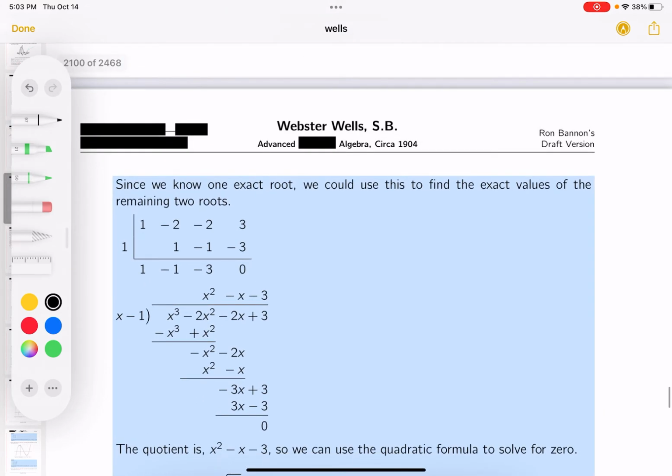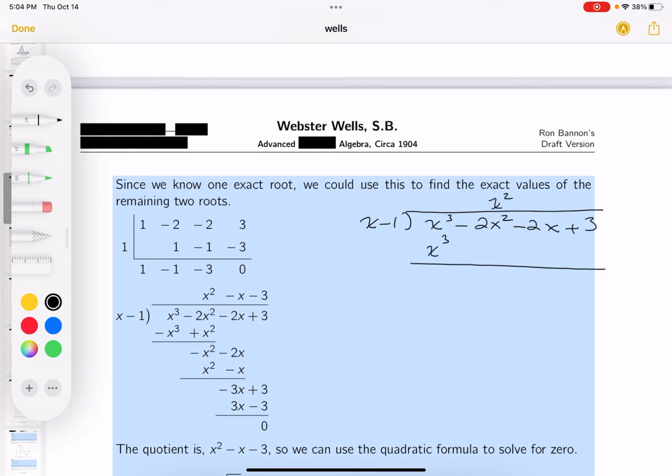On the next page, I'll write the long division down now, which is x minus 1 divided into x cubed minus 2x squared minus 2x plus 3. This is f of x, by the way. Let's go through it. X squared. I'll do my multiplication. That's going to be x cubed minus x squared. Now I realize the work is over here, but I'm going to go through it and explain it to you. We subtract. What do you get? Minus x squared minus 2x plus 3.